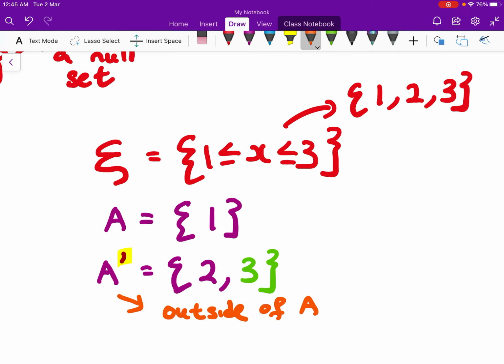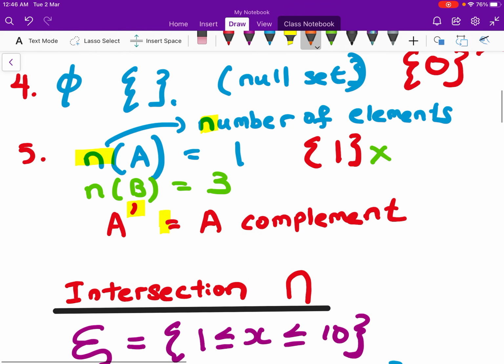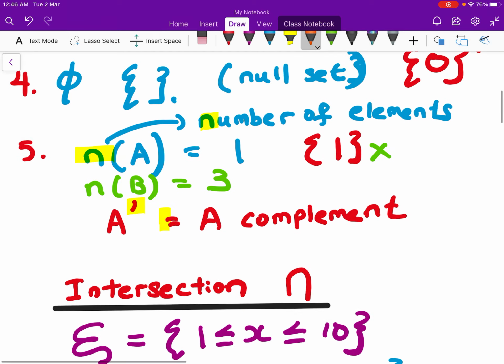Alright, 4, 5, 6 are not in the universe, they are like in another dimension. So what is our A complement? It is only 2 and 3. Yeah, so this is what I call A complement. So these are all the fundamentals that we need to take note of.